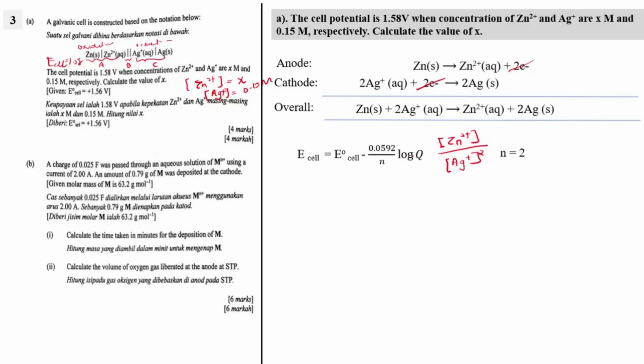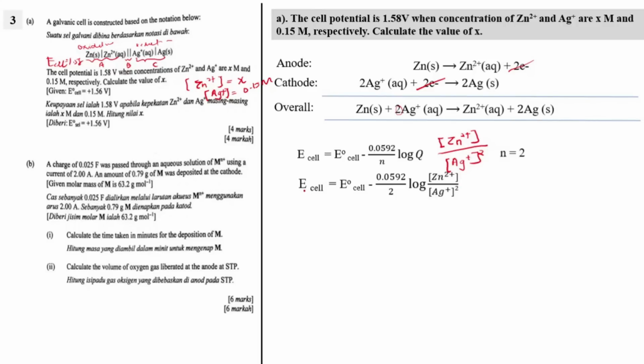Okay, so we're going to put it nicely here. So E cell is equal to E naught cell minus 0.0592 over our N here is 2, so we can substitute. And then our log, zinc 2 plus, bracket, Ag plus to the power of 2.